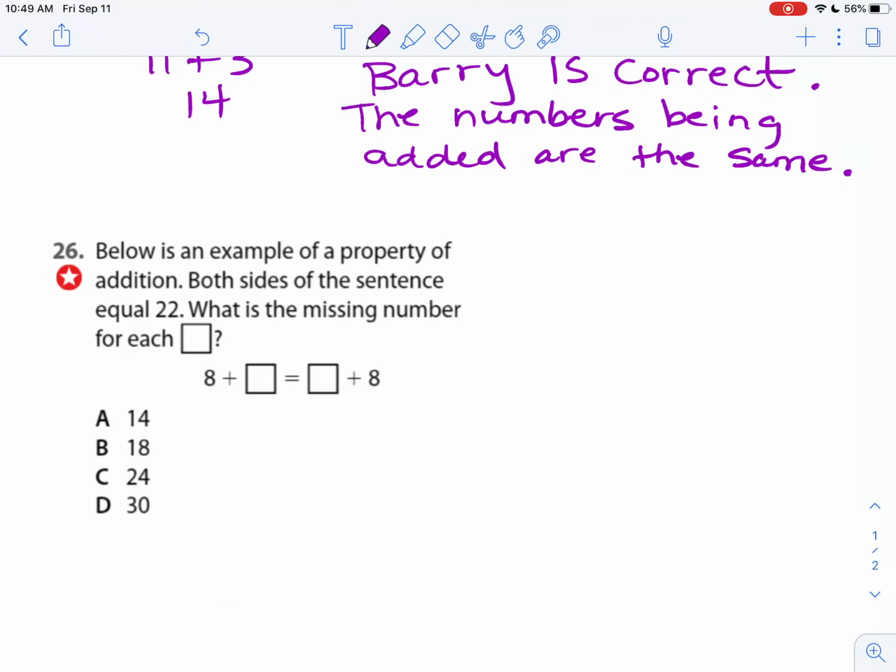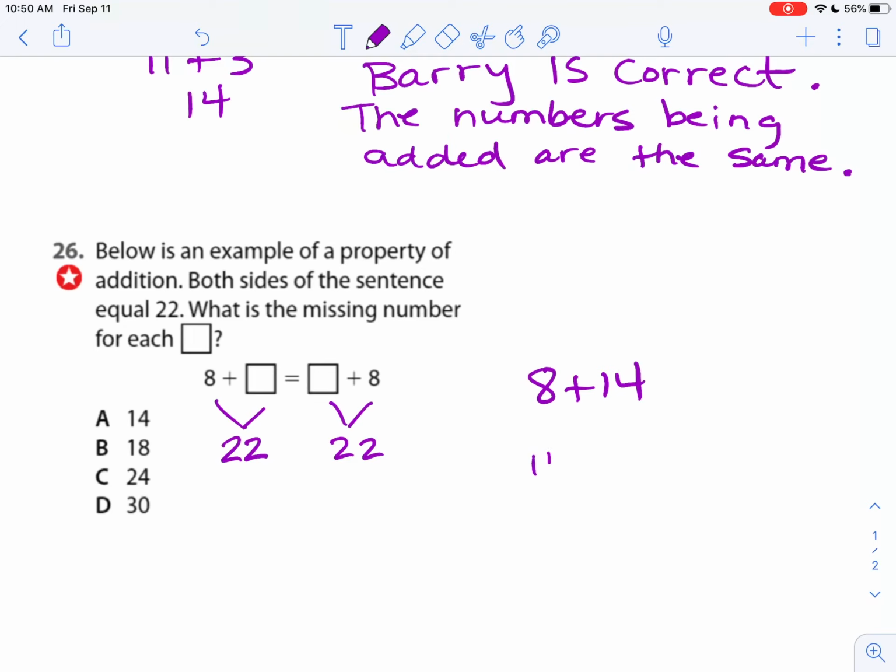Okay, number 26. Below is an example of a property of addition. Both sides of the sentence equal 22. What's the missing number for each? So they're telling us that when we put these together, we're going to get 22. I like to think of them like a number bond. So 8 plus what number is 22? Was it 8 plus 14? Let's see. Is it 8 plus 14? Well, if I have 14, I need 6 more to make 20, so I think that is correct.